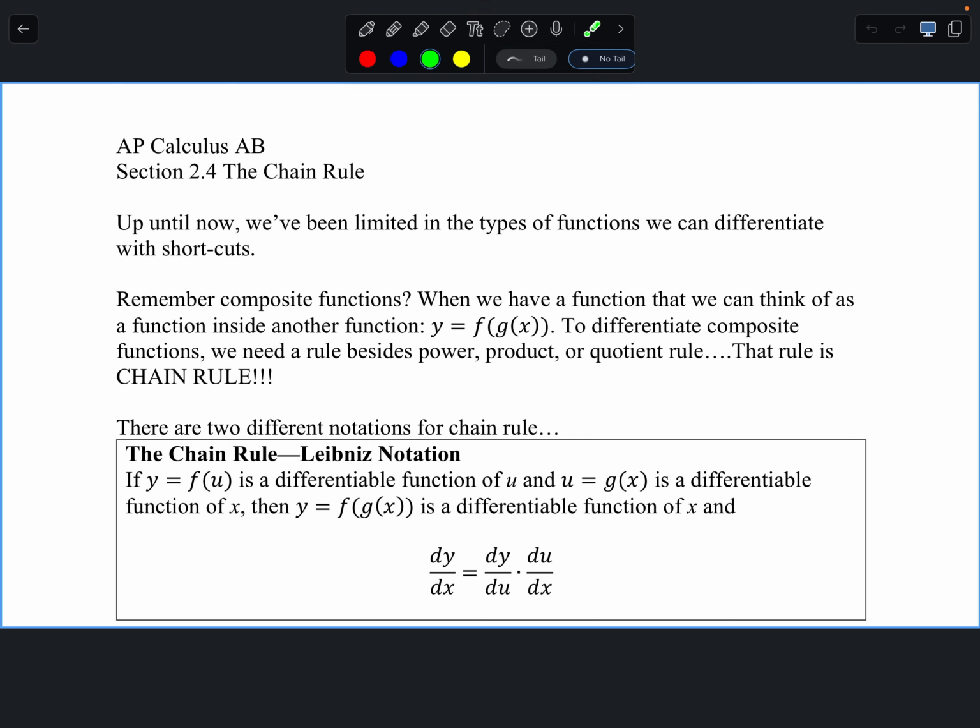This is kind of the last shortcut that you are introduced to in order to differentiate, right? So we have the power rule for differentiation, the product rule, the quotient rule, and now the chain rule is going to allow us to differentiate any given function, okay?